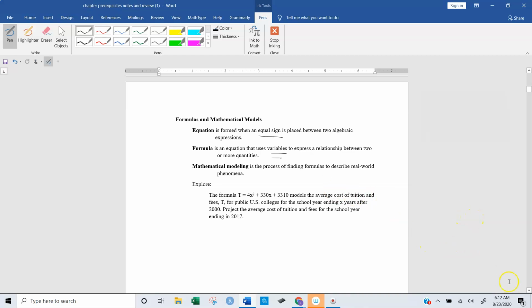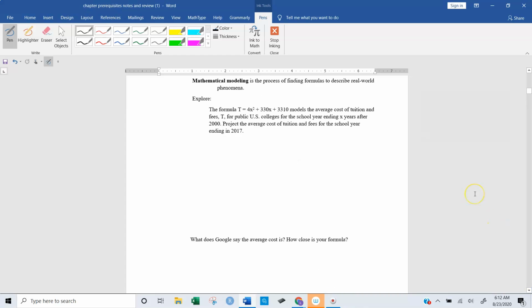Not all of those are real to start with because usually a story problem does not include the formula and you have to create it. If you look at our first one, they actually give you the formula. So the things that we know from reading is what we should write down. We know the formula T equals. So I know the formula already. I'm going to put it over here because we're going to use it right away. So the formula is T equals 4x squared plus 330x plus 3310. Okay, models the average cost of tuition and fees, T. So I know that T stands for tuition.